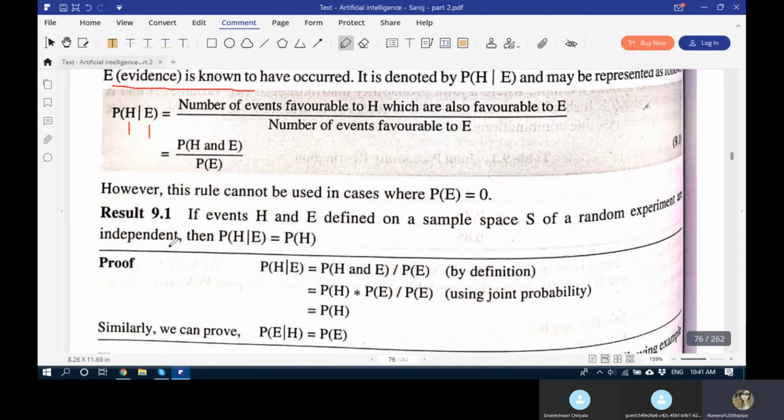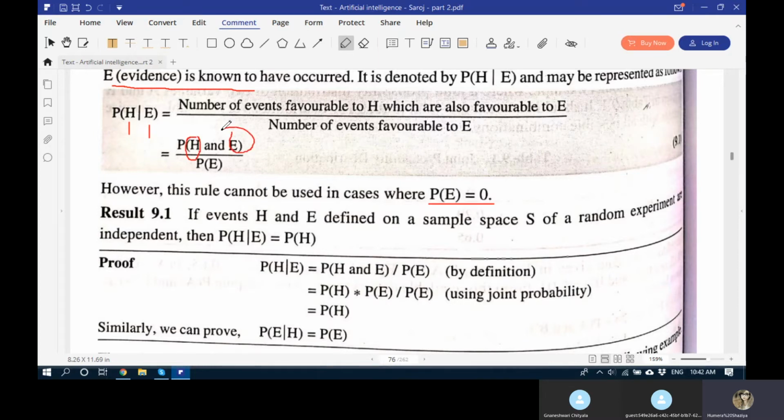It is very obvious that when P of E equals 0, when there is zero evidence, then this rule cannot be used, because if there is a zero chance of E occurring, then H also will not occur.